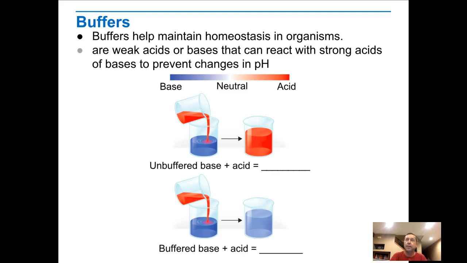So living things have these things called buffers that help maintain homeostasis. They are weak acids or bases that can react with strong acids and bases and prevent changes in the pH. They keep the pH of the living thing where it should be.